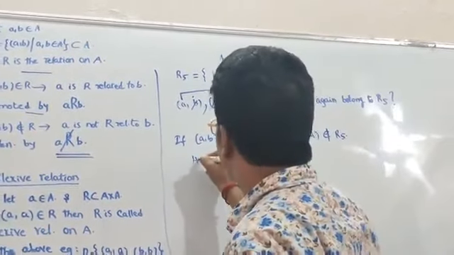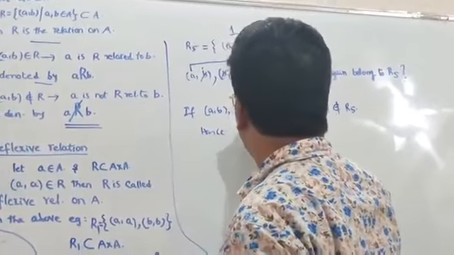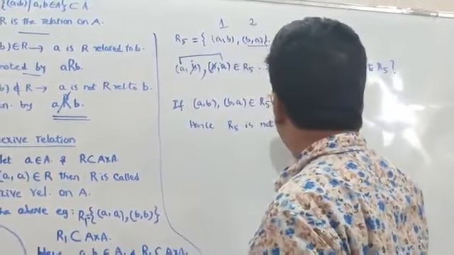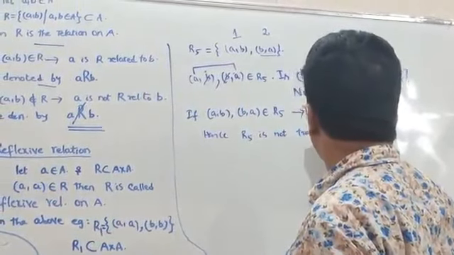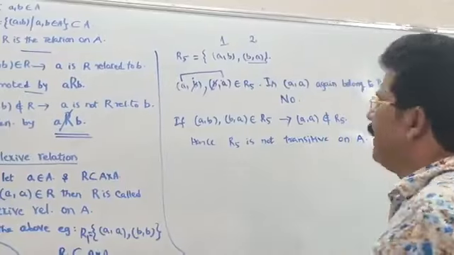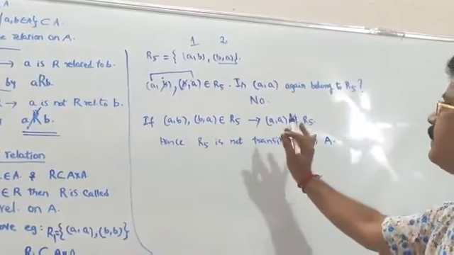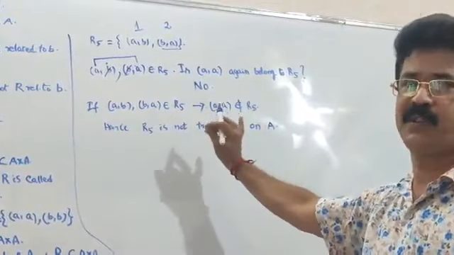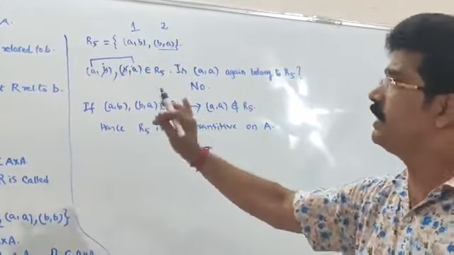Hence R5 is not transitive on capital A or A cross A. This is the best example for a failure case of a transitive relation on A cross A.